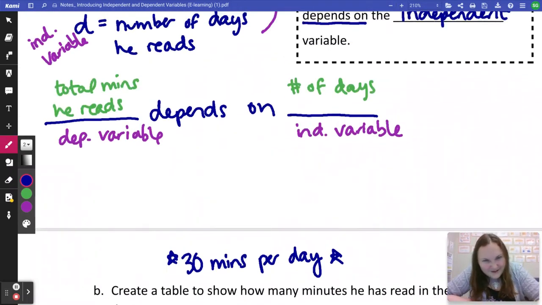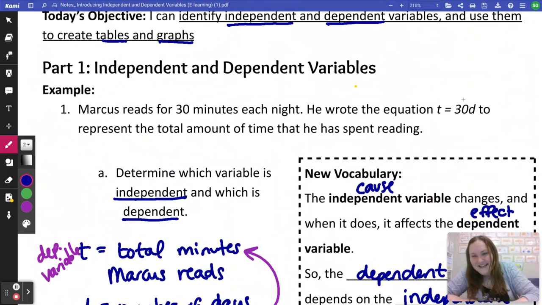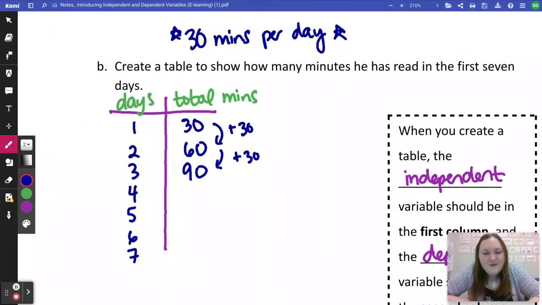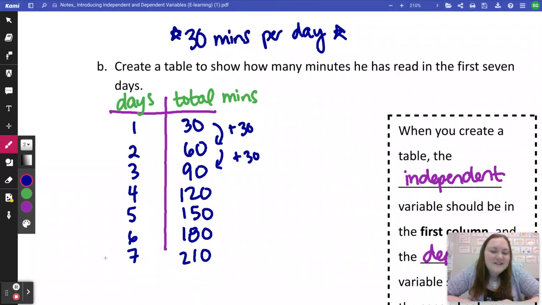Remember, we wrote an equation earlier, and that equation looks like this. It had multiplication. So you could either use that pattern of we're adding 30 each time, or you could use that multiplication there. We're just multiplying 30 minutes times the number of days. So for that next row in my table, I could multiply 4 days with 30 minutes and get 120 minutes. The remaining values in the table would look something like this, where that last row of 7 days, he would read a total of 210 minutes.